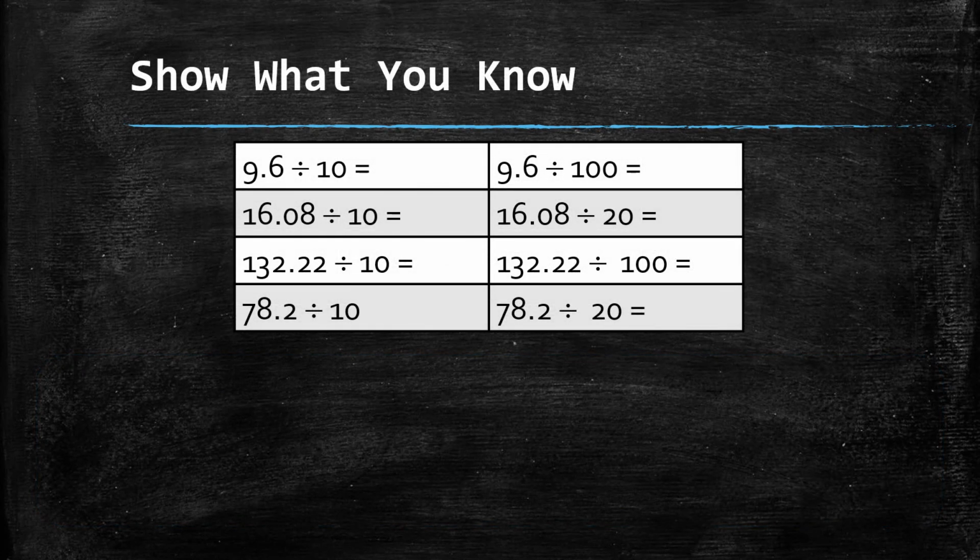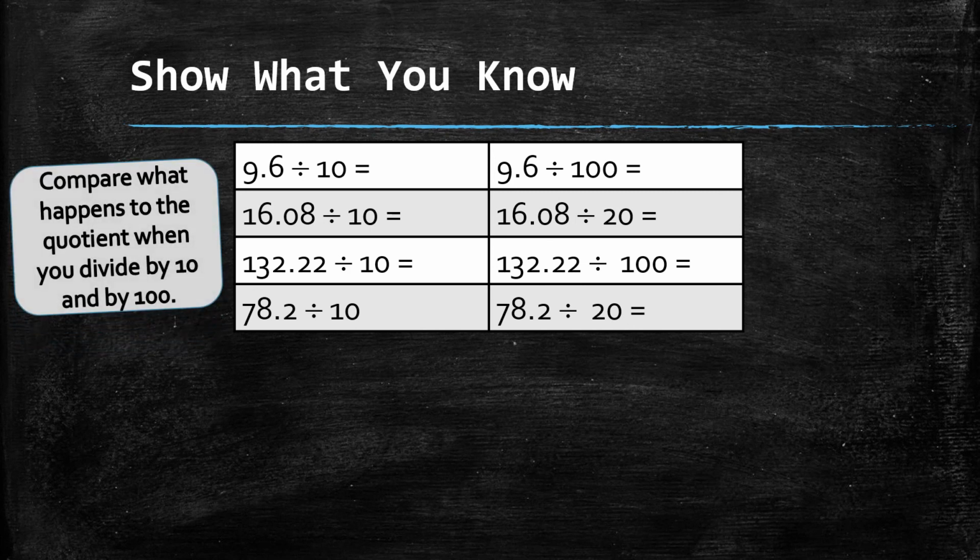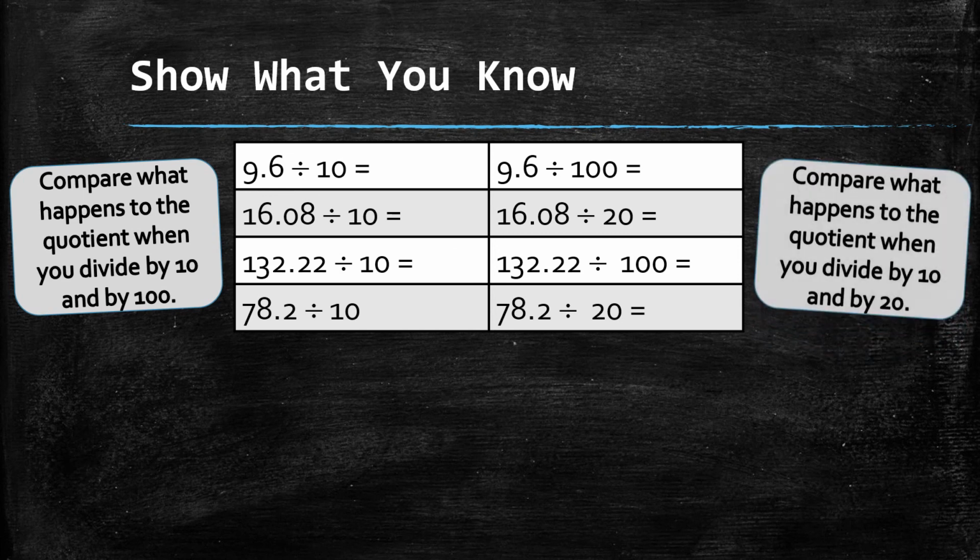Now it's time to show us what you know. Remember to talk to your teacher about how she or he would like you to submit your work. We have 8 problems for you to do. Then I want you to answer, compare what happens to the quotient when you divide by 10 and by 100. And after you answer that, compare what happens to the quotient when you divide by 10 and by 20.